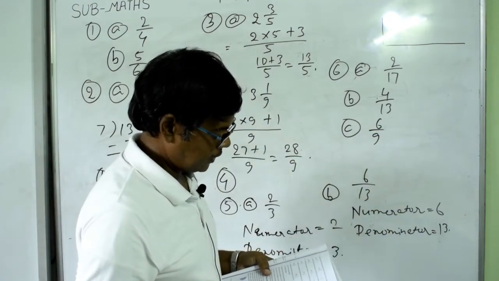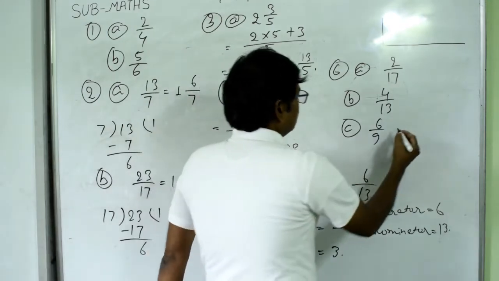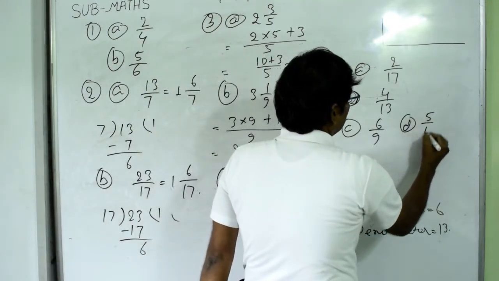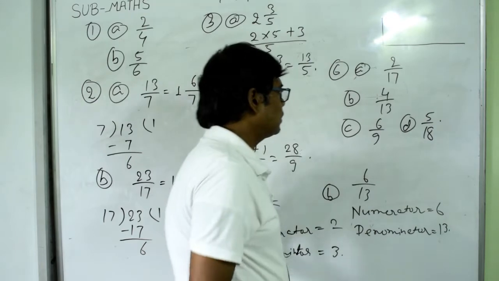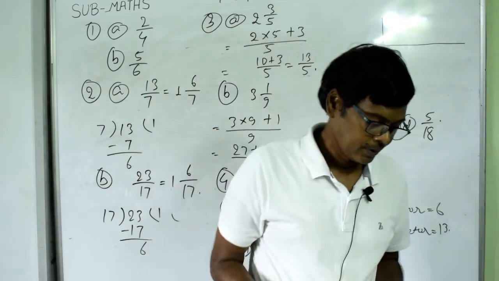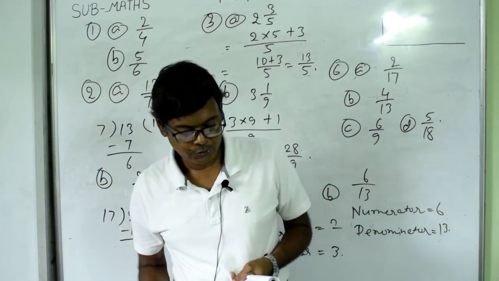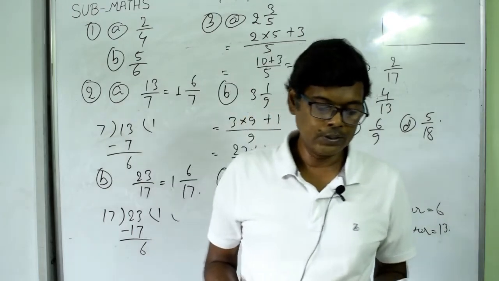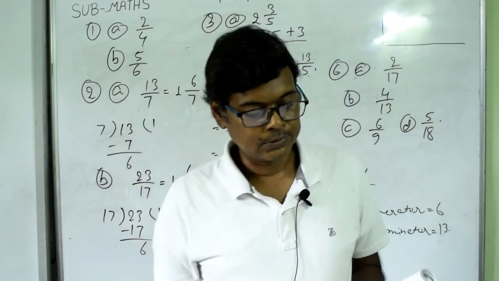And 5/18. So D will be 5 by 18. Okay, so these are the answers of question number 6. Then here you have question number 7: express the following statements in fractions.